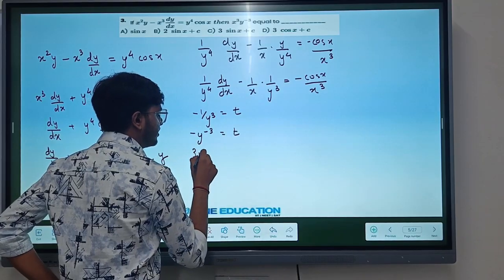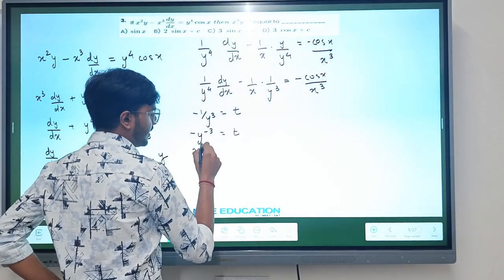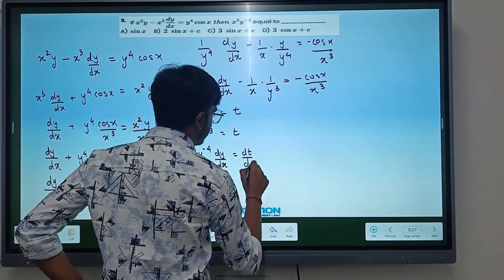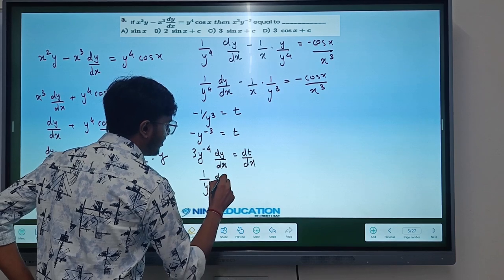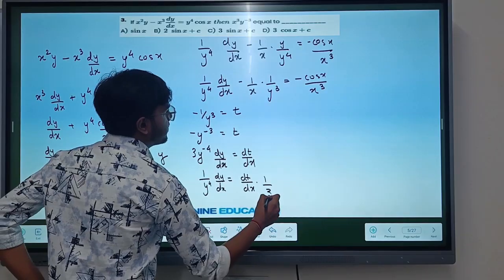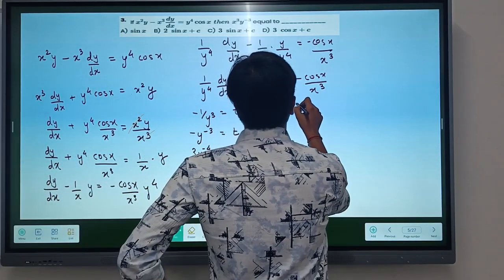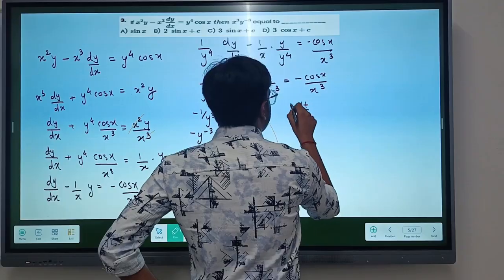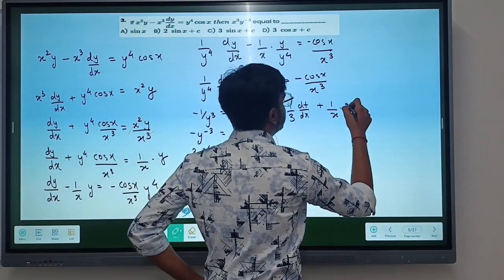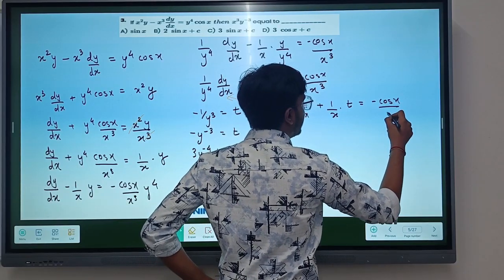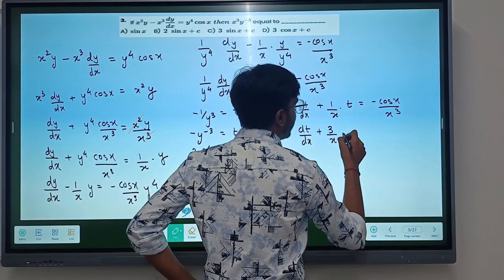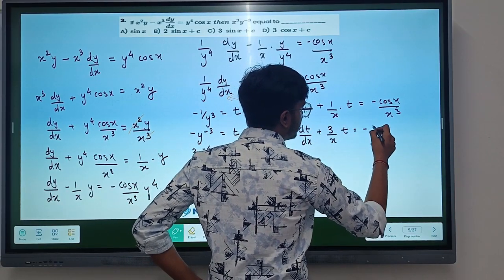If I differentiate, what will I get? Minus 3 will come forward, minus minus plus, y power minus 4 dy by dx is dt by dx. So 1 by y power 4 dy by dx is equal to dt by dx into 1 by 3. So substitute that here, what will I get? This is dt by dx into 1 by 3 plus 1 by x into t equal to minus cos x by x cube. Send this 3 over here: dt by dx plus 3 by x into t is equal to minus 3 cos x by x cube.